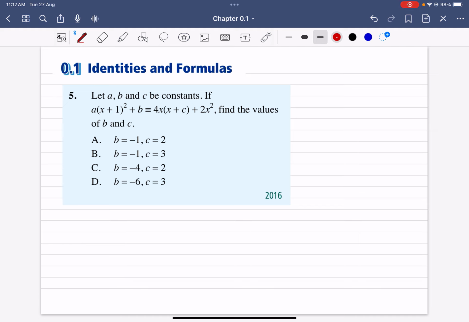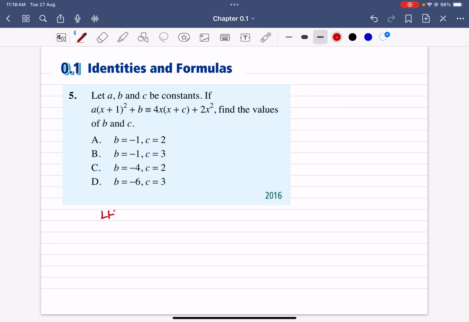Alright, so next one, this one is also an identity. In this case, we have to find the values of b and c. So what will I do in this case? So simply, you can think about, can I get rid of a and also get rid of b or c? For this case, because there are 3 unknowns, by substitution, it would be a little bit complicated. So somehow I suggest you use this to expand it and compare the coefficients.